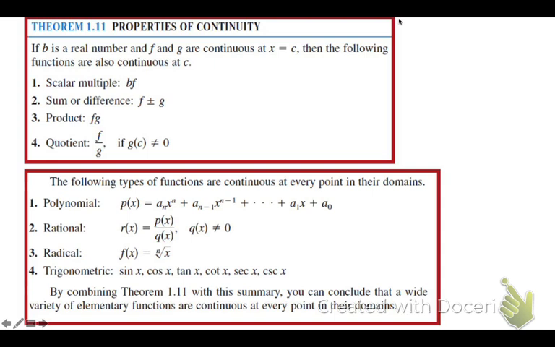I've never heard of scalar multiple. Yes, you have. We did scalar multiplication with matrices. Scalar multiplication is just making everything 3 times bigger or half smaller. It's just multiplying it by one constant.